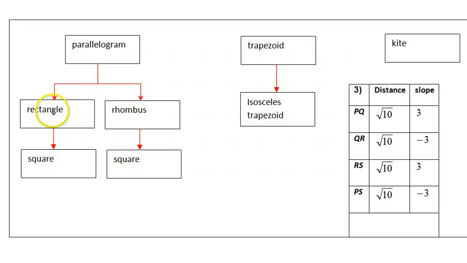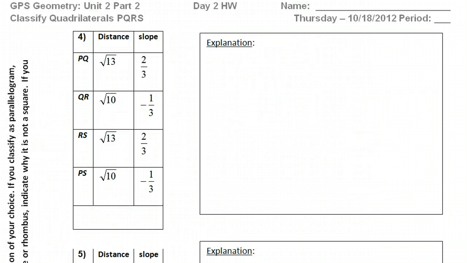If you decide that it's a rectangle, you have to say why it's not a square. If you decide that it's a rhombus, you have to say why it is not a square. If you decide it's a trapezoid, you have to say why it is not an isosceles trapezoid. All right? If you say that it's a kite, you're done. There's nothing more specific. If you say it's an isosceles trapezoid, you're done. If you say it's a square, you're done. But if you pick any of the other things, you have to say why you are not going more specific with it. Watch out for that.